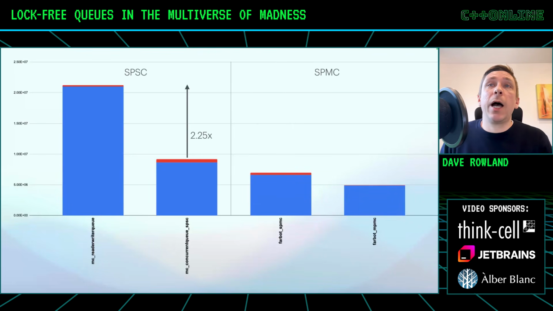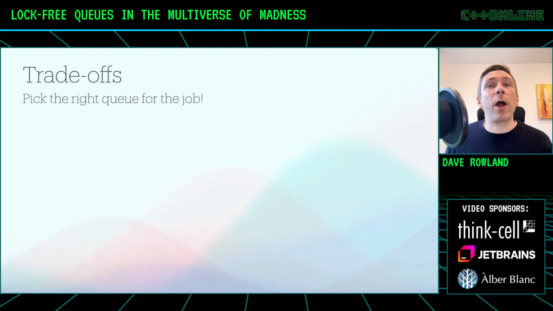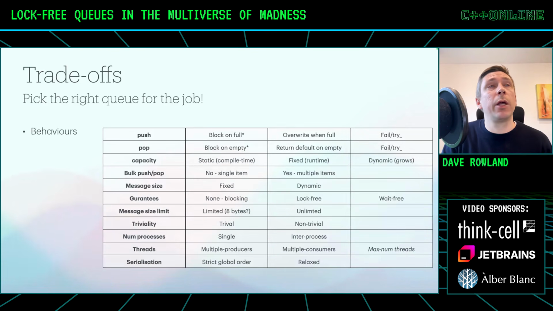If we take farbot in setup as single producer, multiple consumer, and then in its multiple producer configuration, we're paying some penalty here for having set it up effectively incorrectly because we're only ever using one thread. So the message here is pick the right queue for the job. Think about the behaviors you need from this table, whether you're optimizing for throughput or perhaps latency is important to you, particularly whether it's a push or a pop latency, because as we've seen, they can differ.